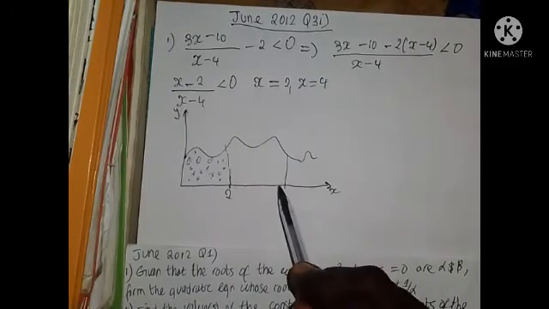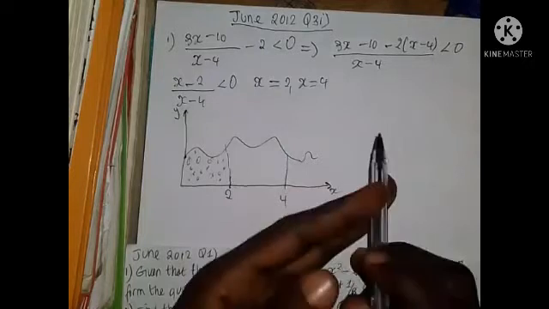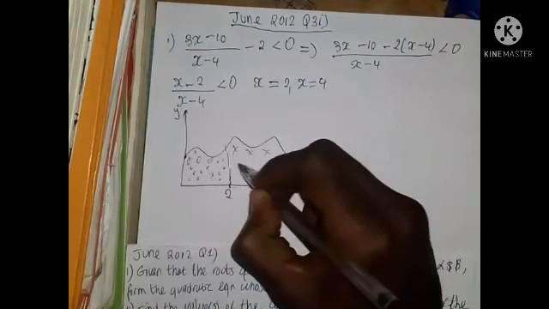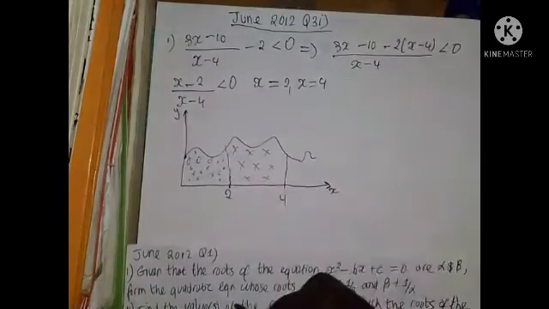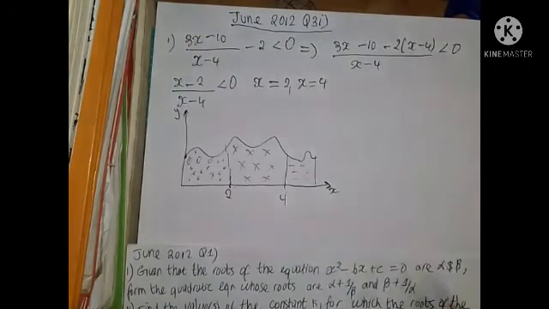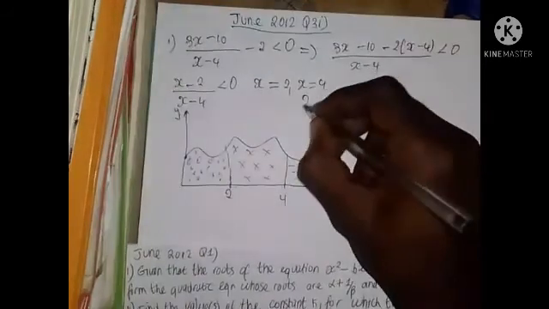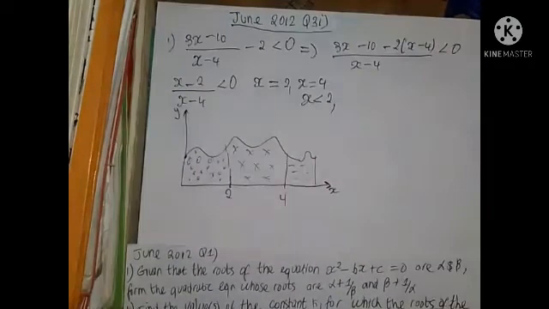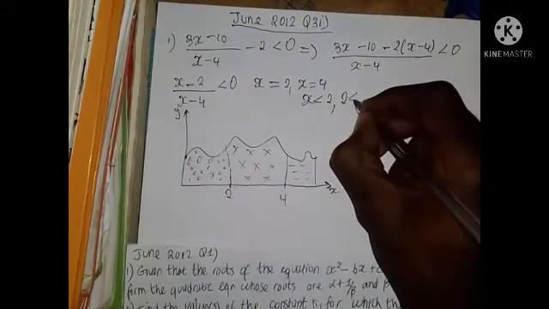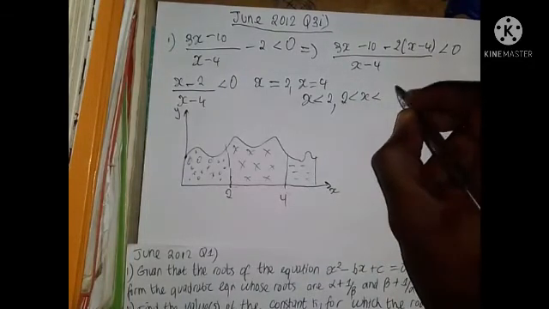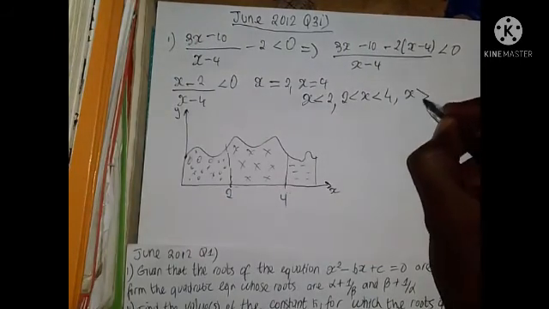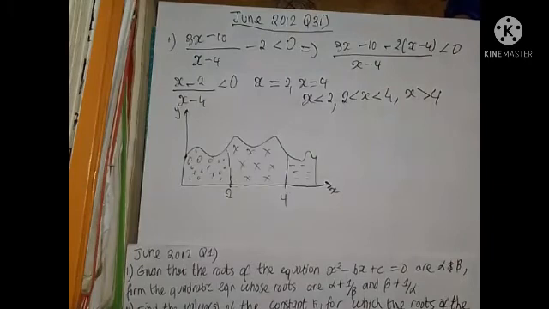Now, you could have many critical values. In that case, it will be between the first and the second, then between the second and the third, and you proceed as the case may be. So here, between 2 and 4, and again, after 4. So we have x less than 2, this is our first region; 2 less than x less than 4; and in the last region, x greater than 4. So this is what you should keep in mind.